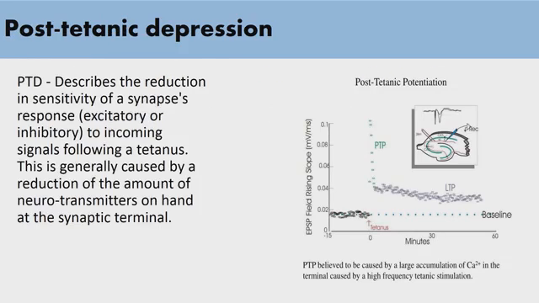Last topic is post-tetanic depression, PTD. It describes the reduction in the sensitivity of the synapse response, excitatory or inhibitory, to incoming signals following a tetanus. This is generally caused by a reduction of the amount of neurotransmitters on hand at the synaptic terminal. When there is a reduction of any neurotransmitter, it causes the disease tetanus, which is also known as post-tetanic depression.